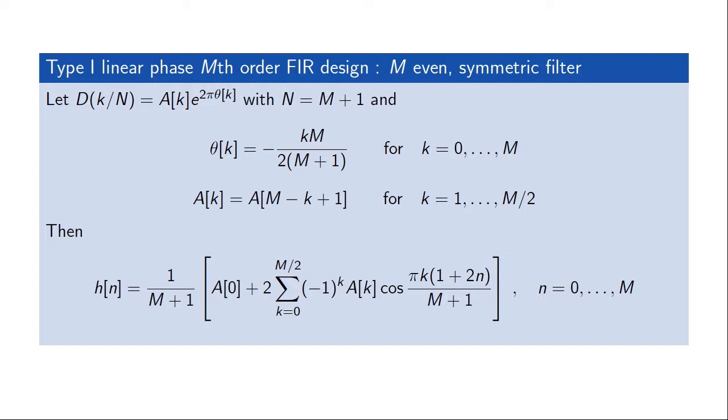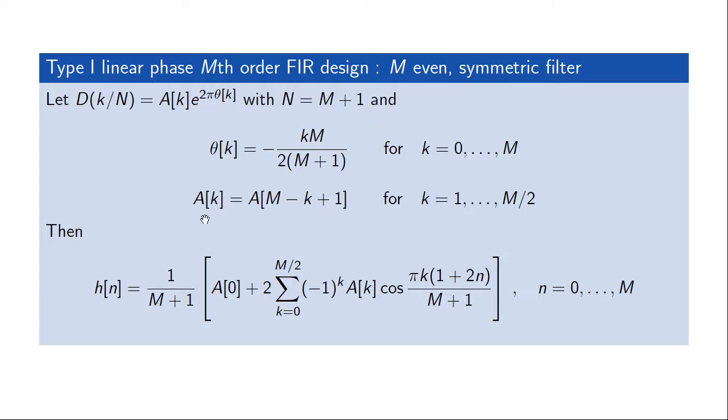So here we see such a design for a type 1 linear phase mth order FIR filter. So m here being the order of the filter implies that the length of the filter will be m plus 1. We see that the desired response d of nu at the sample points k over n is specified in terms of its amplitude and its phase. And the phase is completely determined by the design, so there is no freedom here in choosing the phase, and this is in order to ensure the linear phase property of the filter in the end.